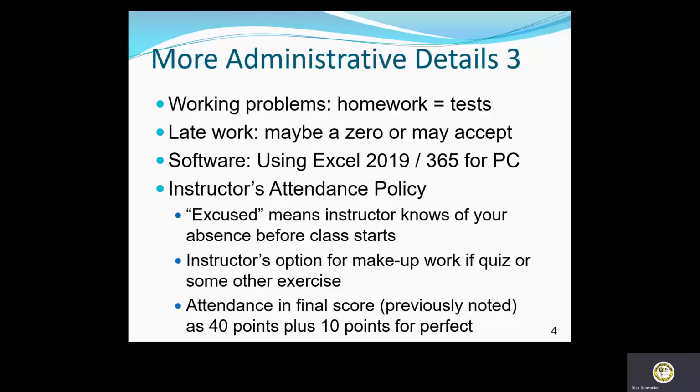There's attendance policies, both college-wide and for this course specifically. My specifics include the definition, if you will, of an excused absence, which means that I know of your absence before class starts, regardless of how poor your excuse might actually be. And then it's at the instructor's option to have make-up work if there was a quiz or some other exercise that you missed. Attendance is in your final score at 40 points total, plus 10 additional points if you have perfect attendance.